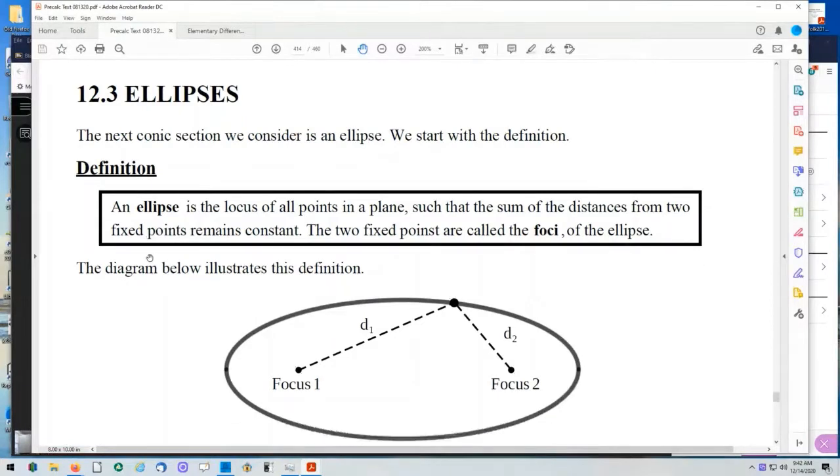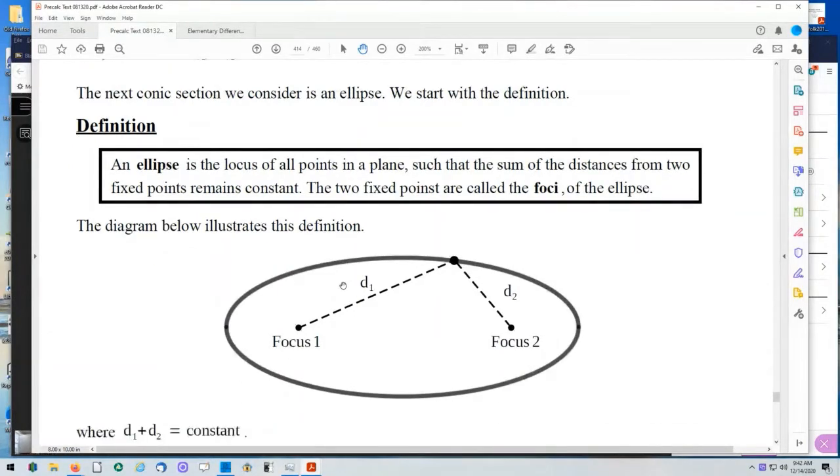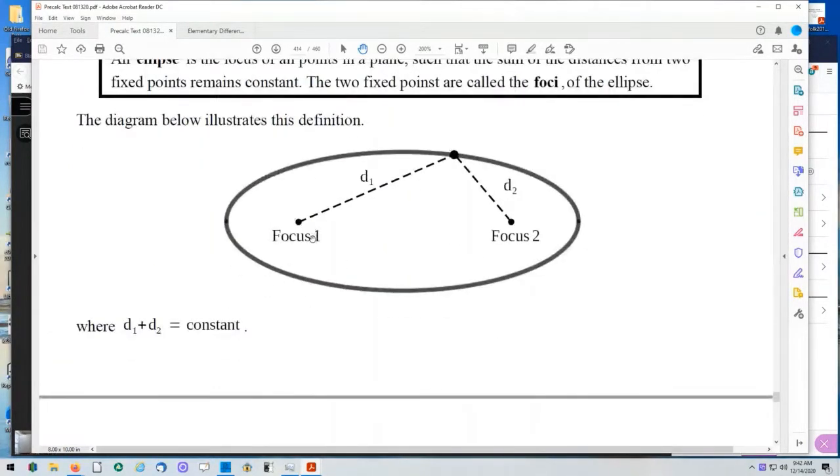An ellipse is the set of all points in a plane such that the sum of the distances from two fixed points remains constant. The two fixed points are called the foci of the ellipse. So here's my focus 1, focus 2. So the distance, and what I have is distance 1, and there's my point, and distance 2. So this distance is a constant. So distance 1 plus distance 2 remains a constant. So here it is, d1 plus d2 is constant.